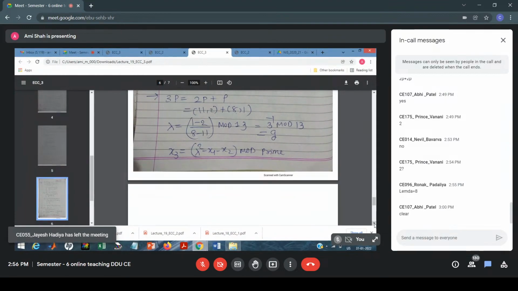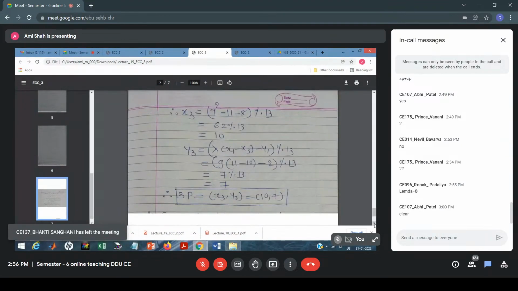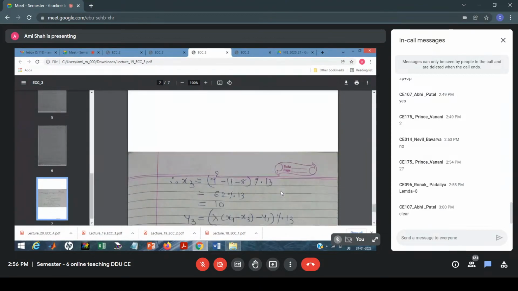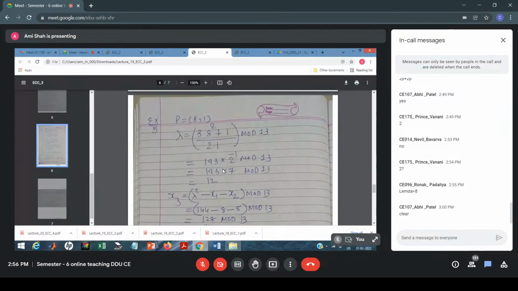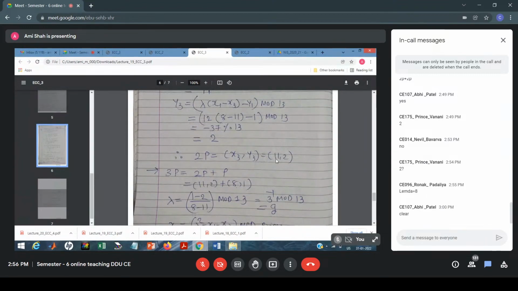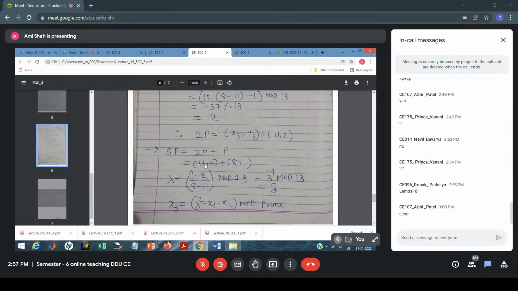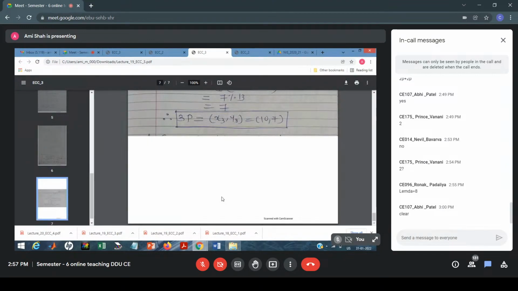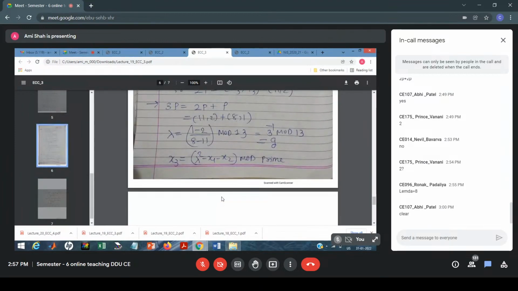So lambda is calculated, x3 and y3 are calculated, and finally I get 3p, that is x3, y3. The point that I get is 10, 7. The meaning is that when the curve and the point are given to you, if you want to calculate 3p, first you have to calculate 2p, where p equals q. Case number 2 is applied, and based on that you calculate 2p. Once you calculate 2p, then you do 2p plus p. Here case number 1 is applied, and based on that you calculate 3p. In this way you can calculate all these steps.